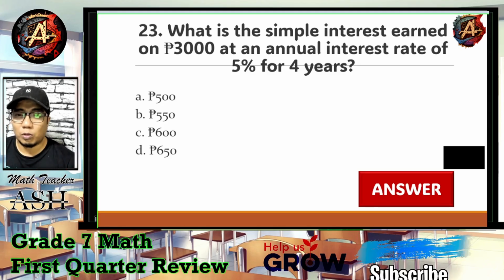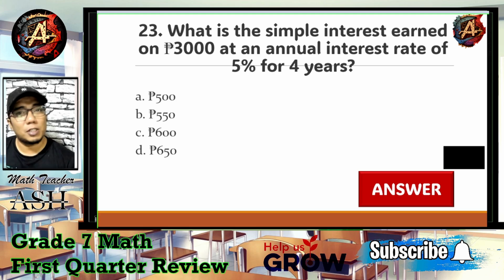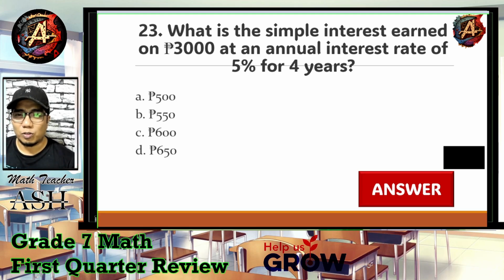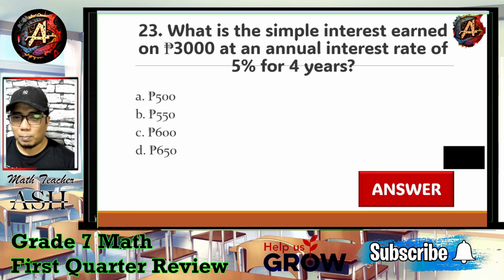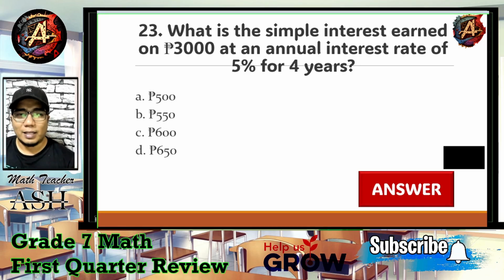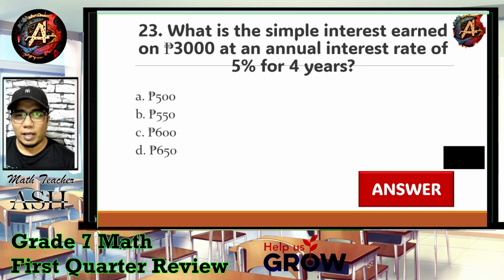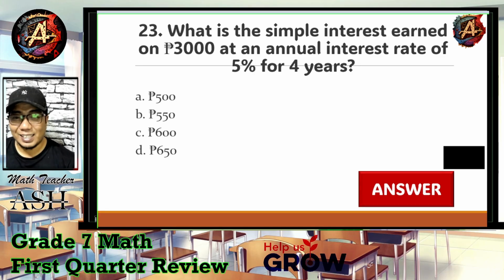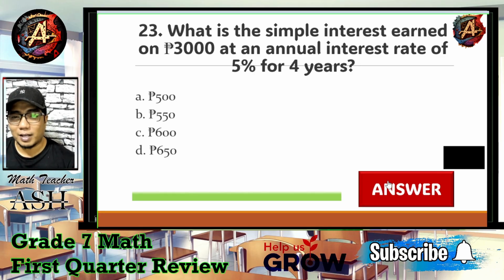But of course, you need to consider that 5% is in percentage. So you need to convert it into a decimal value. So moving it 2 decimal places to the left, that will become 0.05. So when you multiply 3,000 times 0.05, and then you multiply it again by 4, the correct answer is letter C, 600. Now let's check whether we are correct.